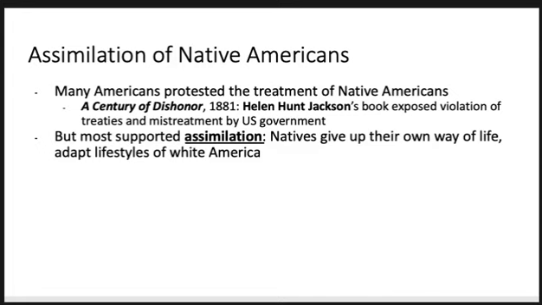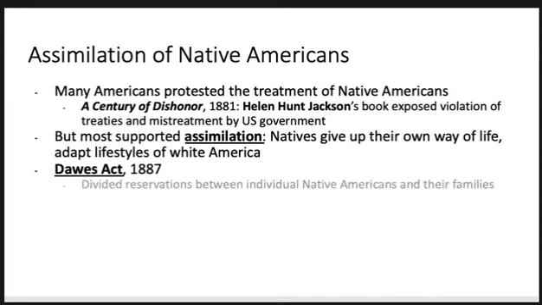where the Native Americans would give up their own way of life and adopt lifestyles of white America, become more like farmers and learn skills to work in factories, cut their hair, wear clothes that were more like Americans, go to church and become Christians, go to schools that teach American history. And this was reinforced by things like the Dawes Act in 1887.